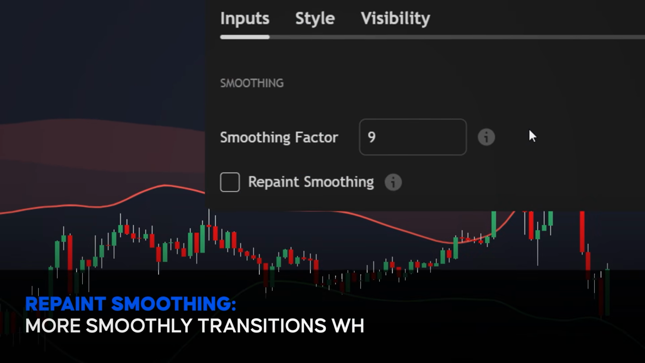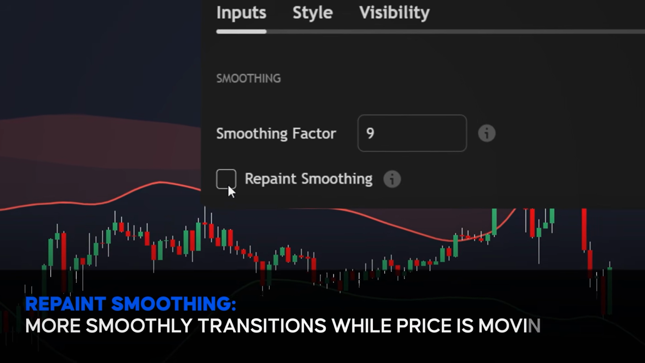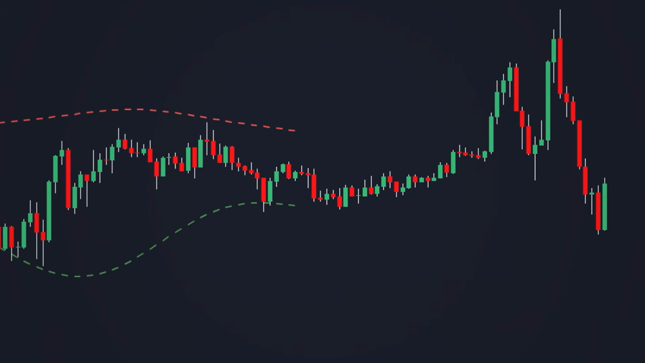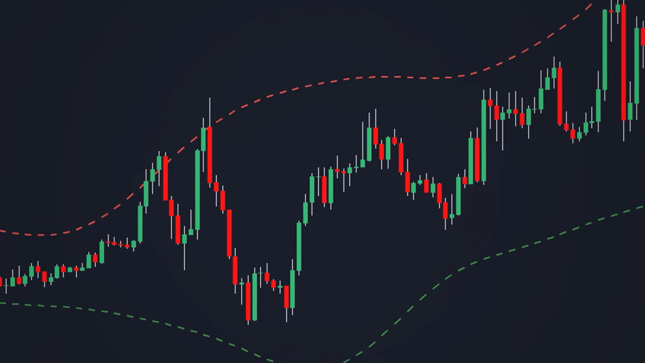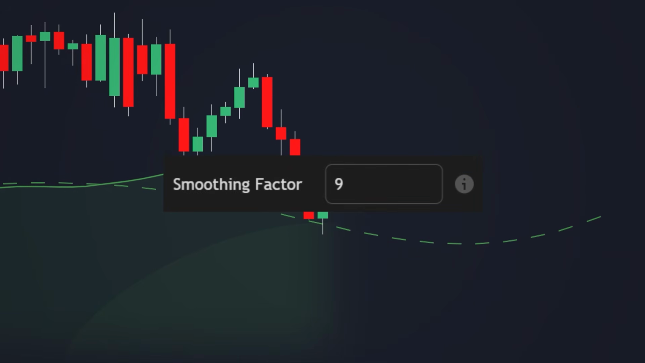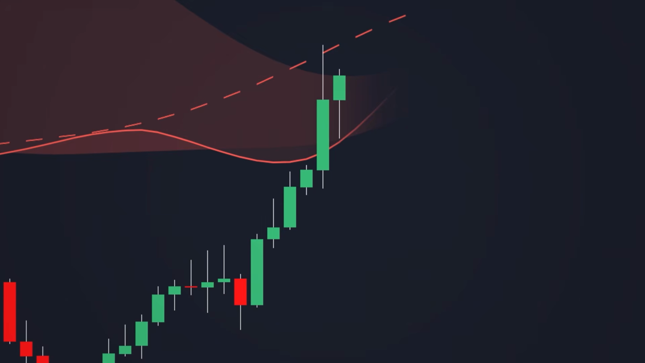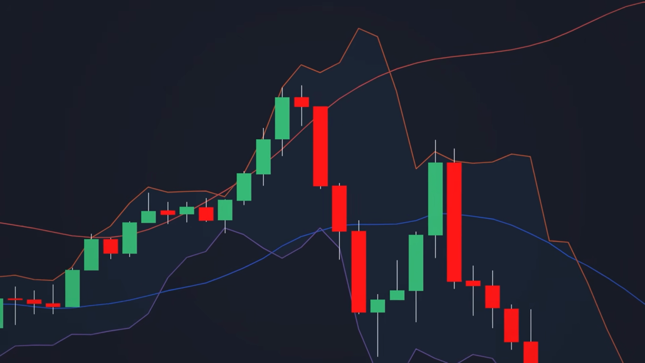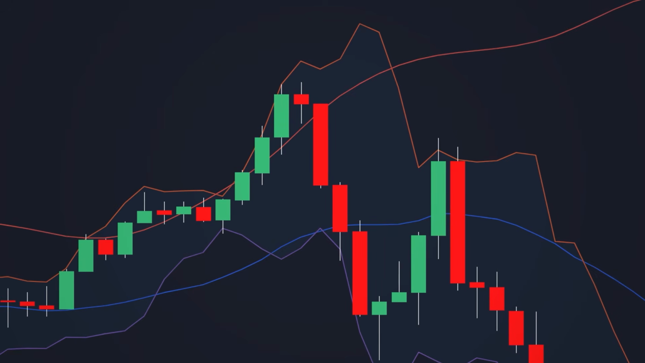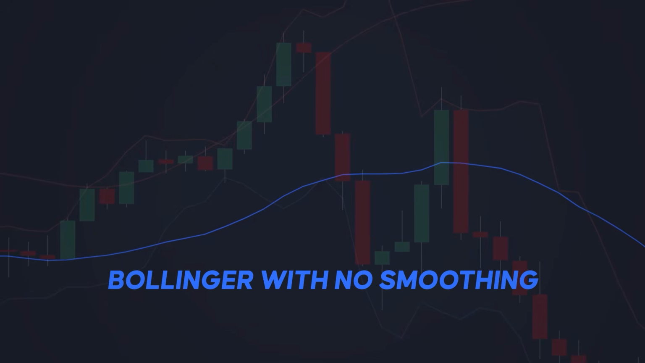There's also an option called repaint smoothing. It's turned off by default, but if you switch it on, the bands redraw themselves with each candle. It will help you see transitions more smoothly while price is moving. But even when you set the smoothing high, the Nadaraya bands still stay surprisingly close to price. Here's why that matters. In this chart, all the bands are built with similar offsets to match the original Bollinger Band shape. The blue line is the classic Bollinger with no smoothing at all.